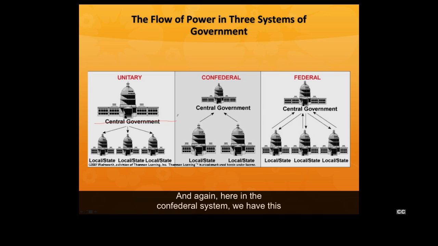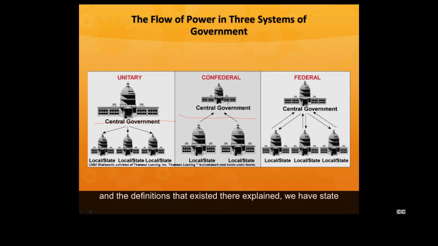And again, here in the confederal system, we have this line right here, and the arrows obviously are flowing from the states toward the central government. So just as the previous slide and the definitions that existed there explained, we have state and local governments in a confederal form of government, and they have all of the constitutional or legal power, and if they want to divide power and give some of that power to a central government, they can and do.